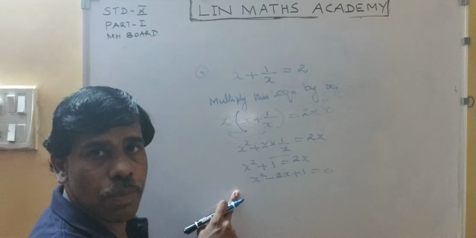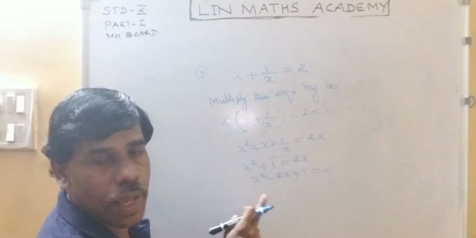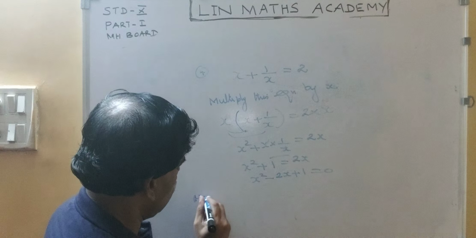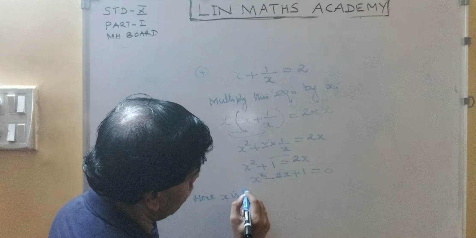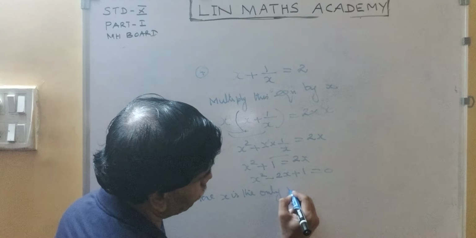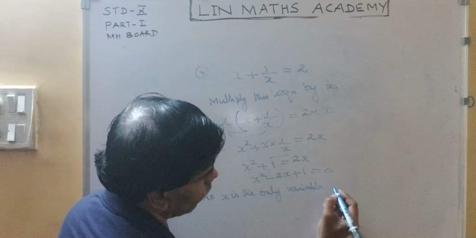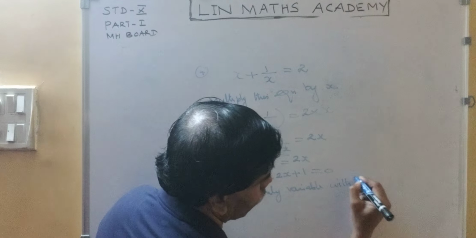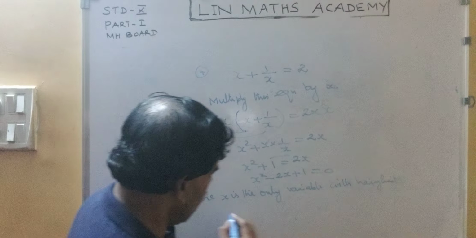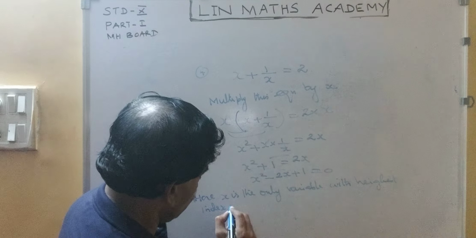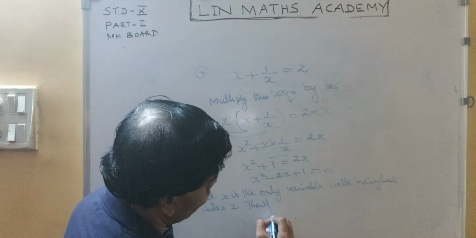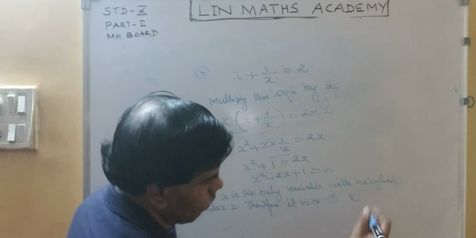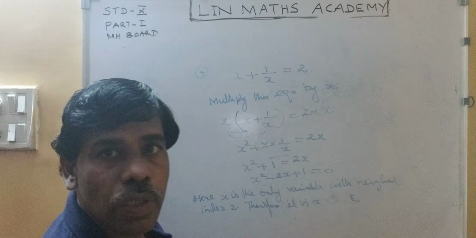See here, how many variables are there? 1. What is that? x. What is the highest power? 2. Here x is the only variable with highest index 2. Therefore, it is a quadratic equation. Right?